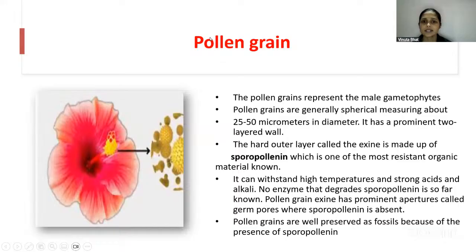And what is the structure of the pollen grain? Pollen grain mainly contains two layers: the outer exine made up of sporopollenin and the inner intine layer made up of cellulose and pectin, right? So this sporopollenin is a very hard structure.